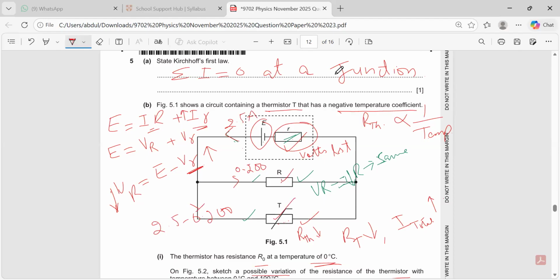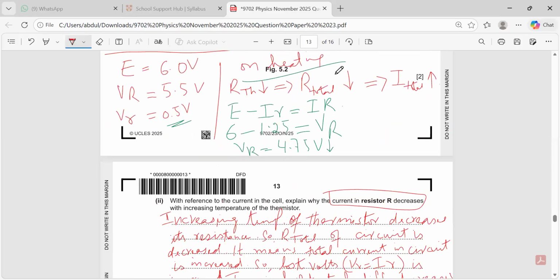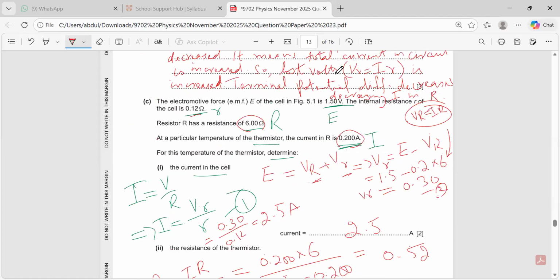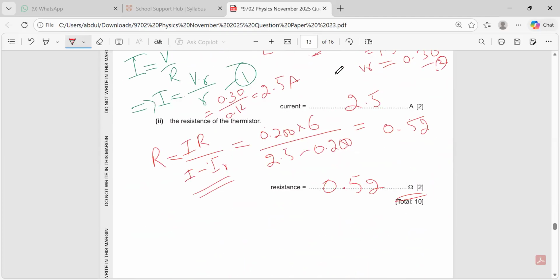But the current in the battery is 2.5 amperes, whereas the current in R that is given is 0.200 ampere. So what will be the current in the thermistor? Total minus the current through the resistor will give us the current through the thermistor. That's what, my dear friends, I have used. R is equal to V over I. So here simplified and got the answer.